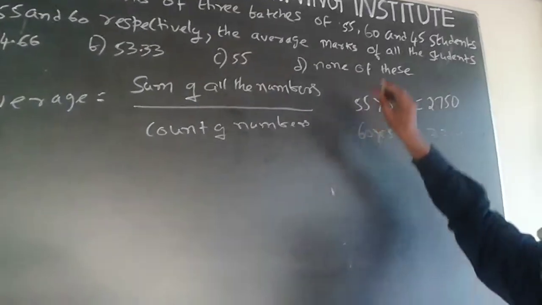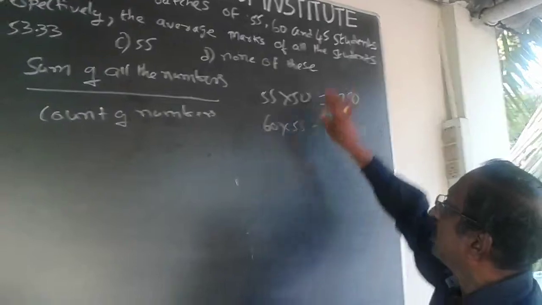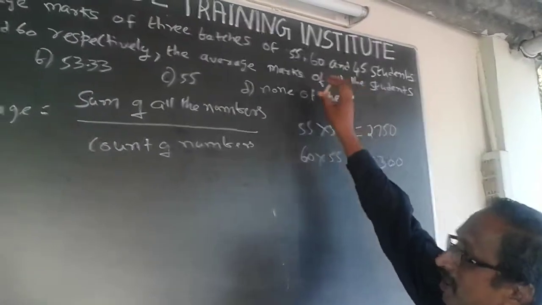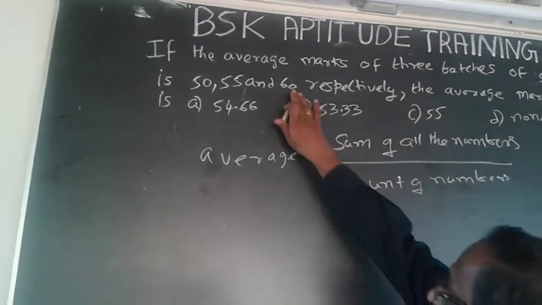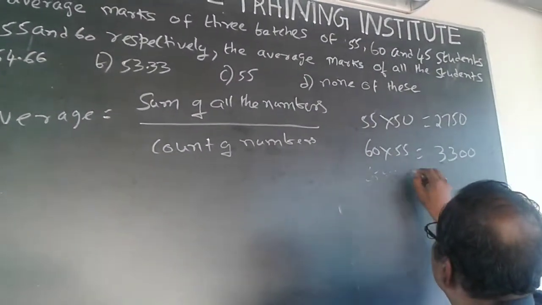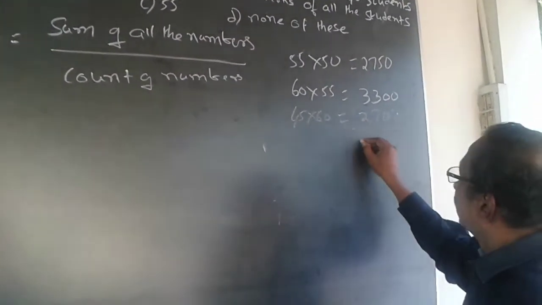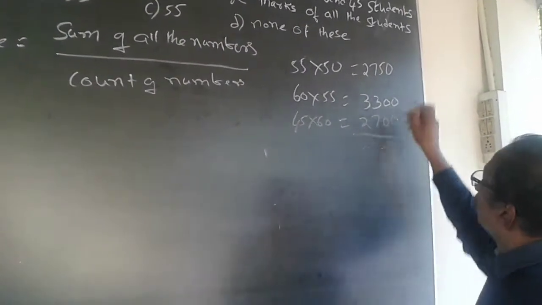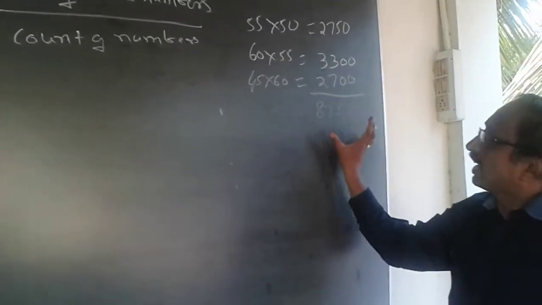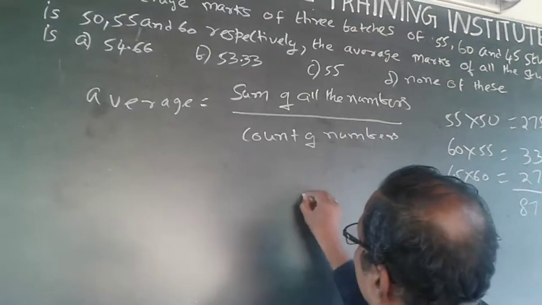You will have to find out the marks of all the students put together, divided by the number of students, will give you the average. Then this will be 45 students, who will have an average of 60. So 45 into 60 will be equal to 2700. Now total all this. This will be 8750. The sum of the marks of all the students will be 8750.